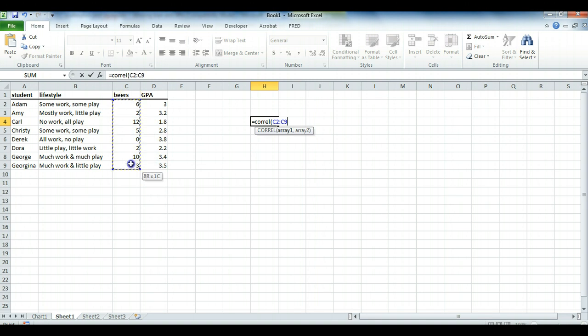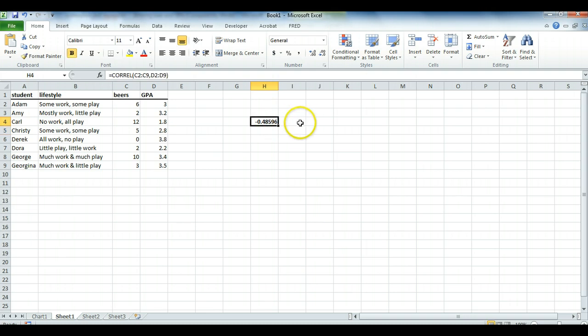So I'm going to highlight the beers variable. And then it enters the address automatically for me, in this case C2, and this colon means it's like a dash, C9, comma. Then I highlight GPA. It gives me the address, like that, D2 to D9. Close parentheses, like that. And then I press enter. And now it gives me this correlation.